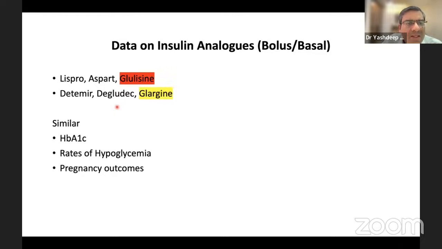What we need to understand is that analogs have a lesser tendency for hypoglycemia and decrease glycemic variability. But despite that, a similar level of A1C has been seen in women taking analogs versus conventional insulin. The rates of hypoglycemia are the same, pregnancy outcomes are the same. So we can say that these analogs are safe to be used during pregnancies and can be used on a case-to-case basis, but it is not an absolute necessity to use these drugs if the patient cannot afford them.